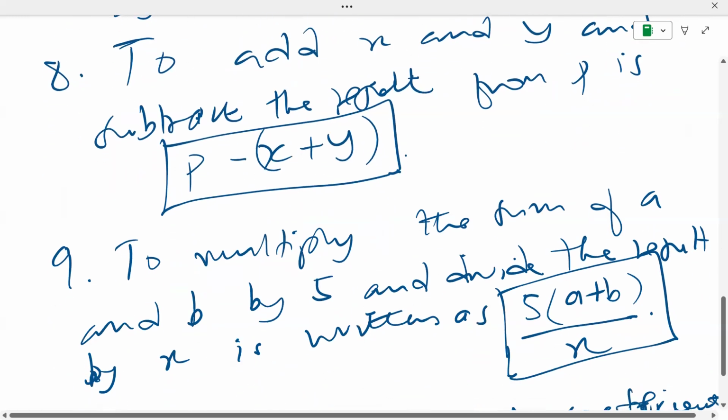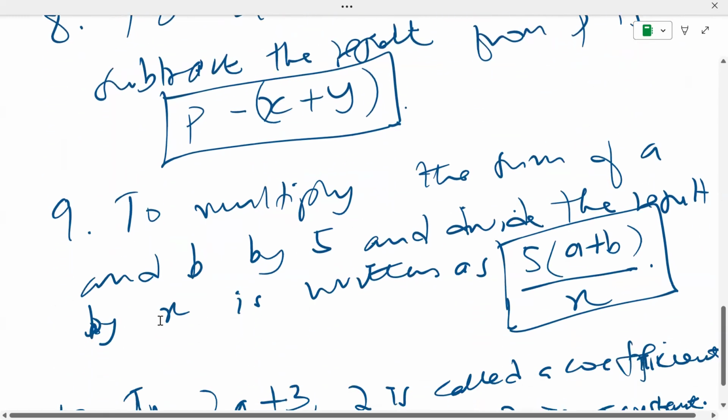Great. 9. Now to multiply the sum of a and b by 5 and divide the result by x can also be written as follows. We find our sum, we multiply by 5, so we enclose them in a bracket as we did previously. And then because we are dividing this result by x, so all over x. So look at it carefully. We are multiplying the sum of a and b, so a plus b, by 5. So a plus b in a bracket, this is seen as one number, times our 5, and the result divided by x.